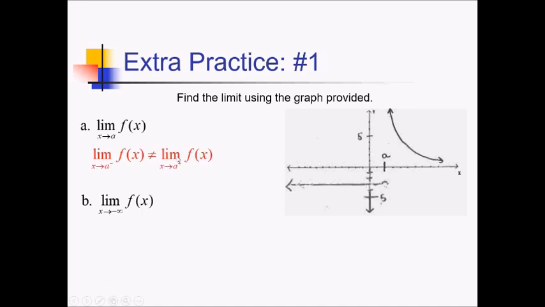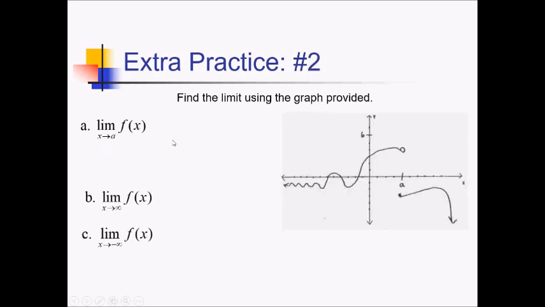Because the left and the right-sided limits at a don't match up, the overall two-sided limit at a does not exist. Now for the next part here, as x approaches -infinity, that's saying as we move to the far left for our x values, what y value do we have? And that looks to be -3 here, so that's going to be the limit at -infinity.